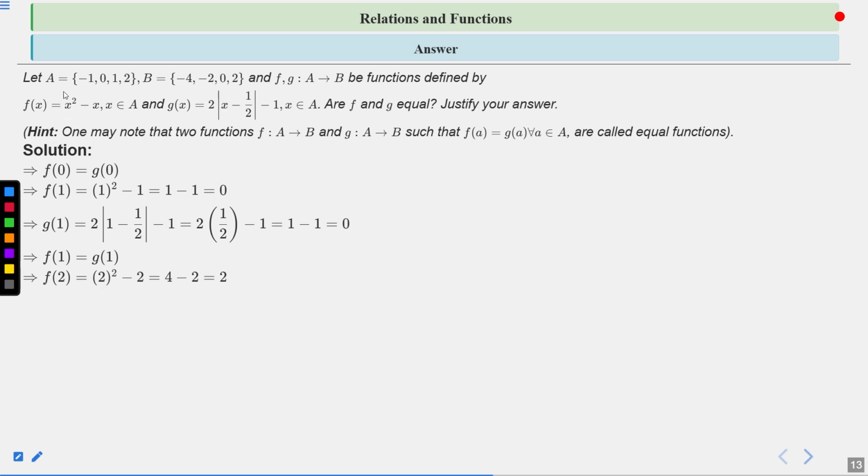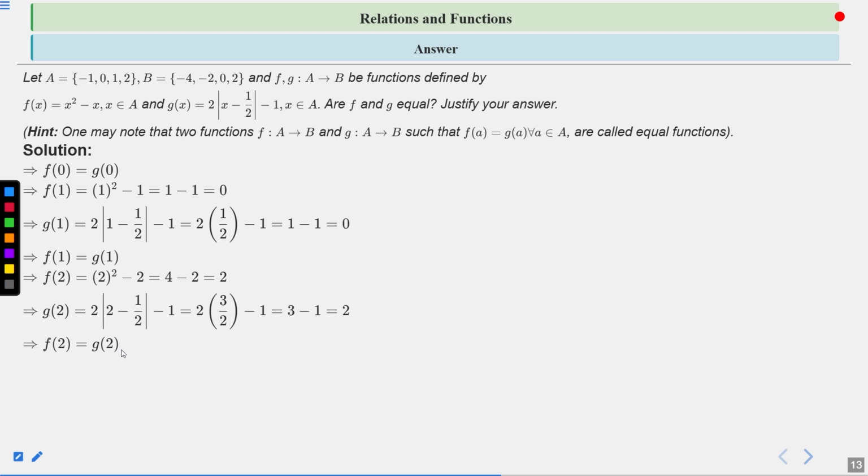Now there is one element left, 2. Let us check for f of 2. So f of 2 will be equal to 2 square minus 2, which is equal to 4 minus 2, right, which is equal to 2. Therefore, g of 2 is equal to 2 times absolute value of (2 minus 1) by 2, minus 1, which after solving we will get 2 times 3 by 2 minus 1, right, which after solving we will get 3 minus 1, which is equal to 2, right. So f of 2 is equal to 2 and g of 2 is equal to 2. Therefore, f of 2 is equal to g of 2, right.